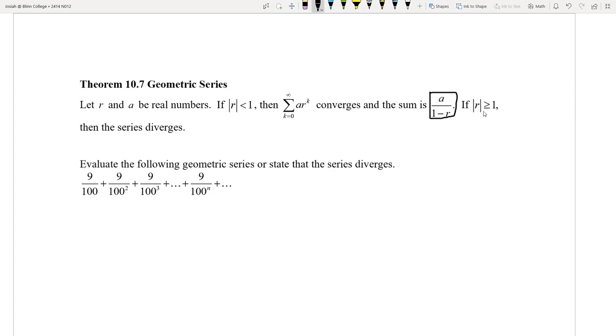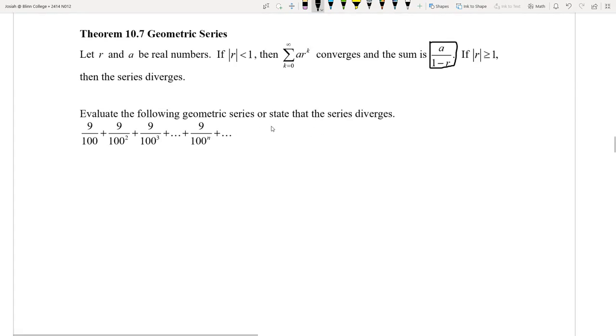The idea is if r is equal to 1, then we're just adding a to itself over and over and over again an infinite number of times, which has to diverge. And if it's greater than that, we're actually multiplying by bigger and bigger numbers. All right, so that's going to be our driving theorem for this next little section here. So we're going to be using that.